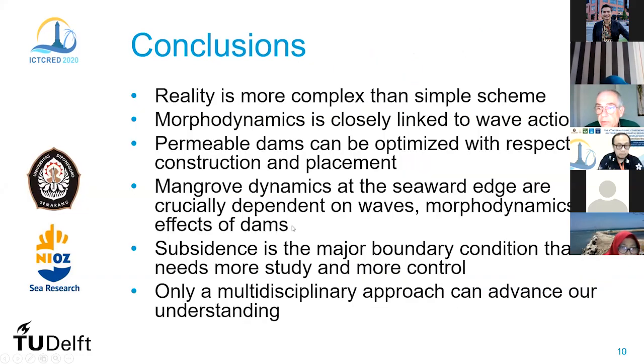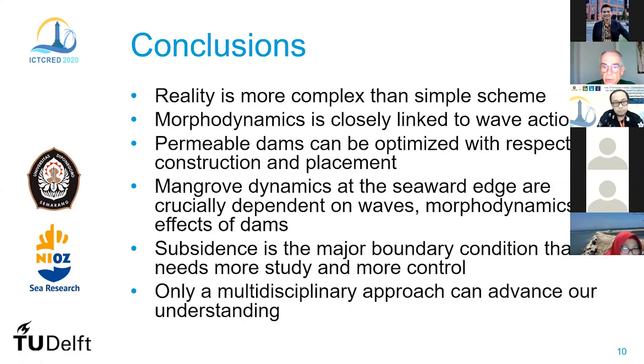Now, what can we conclude from this study? As I said, reality is more complex than simple schemes, and we know that is almost always the case. We've seen that morphodynamics is closely linked to wave action, and that understanding this complex interaction of what waves do in the coastal system is really important to understand where and how these solutions for coastal restoration may work. We've seen that the permeable dams can be optimized, not only with respect to construction, but also with respect to placement. We've seen that the mangrove dynamics at the seaward edge are crucially dependent on the waves, on the morphodynamics, and on the effects of the dams. And all of this has to be compared to their natural tolerance.